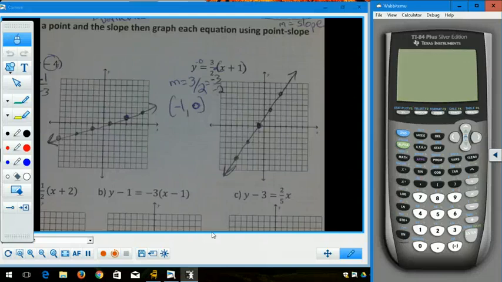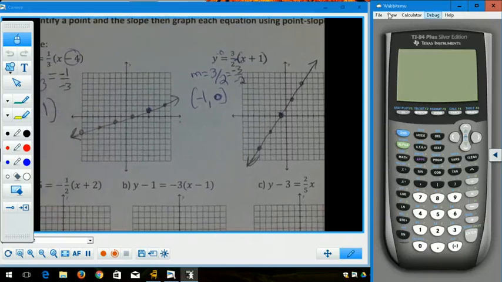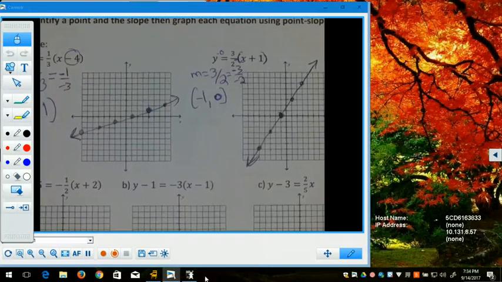Please try this for letters A and C. Take a moment to try this for letters A and C.